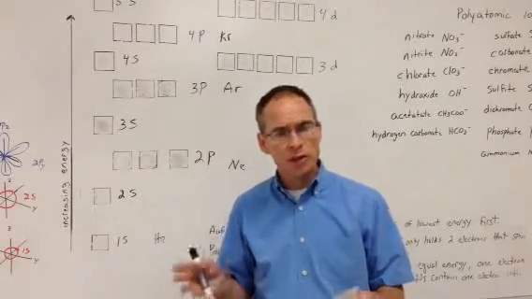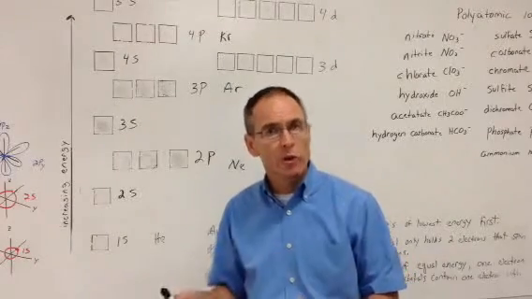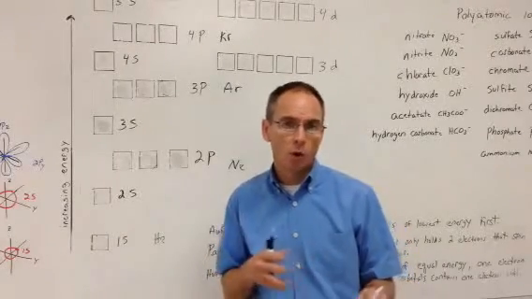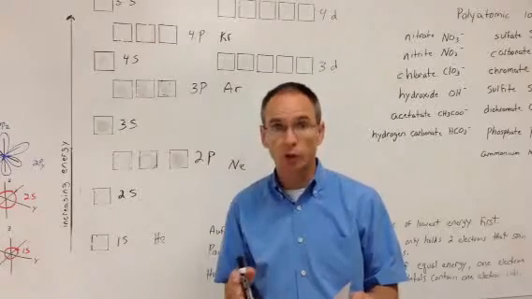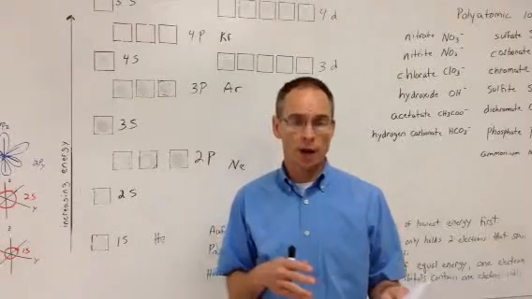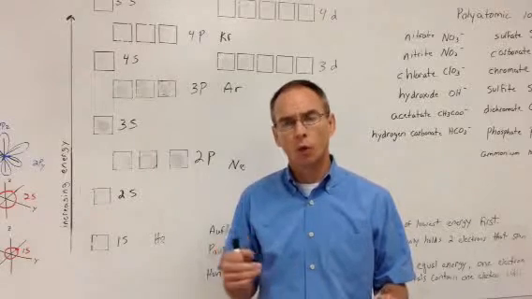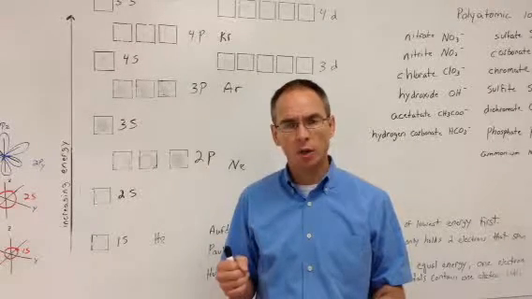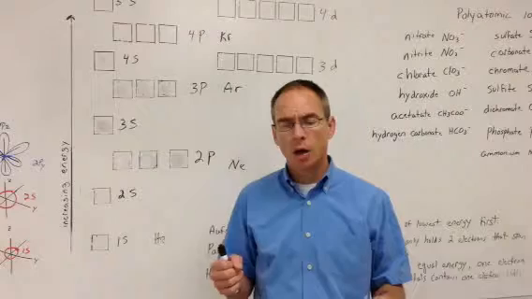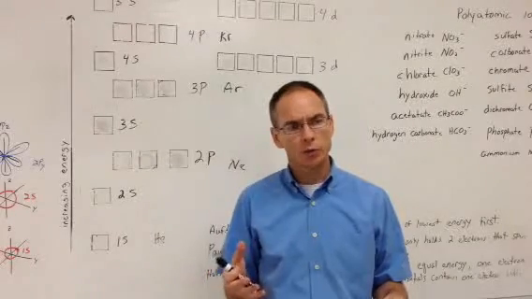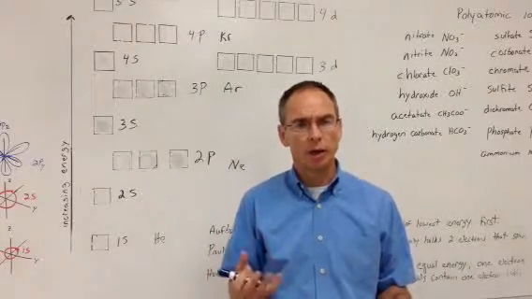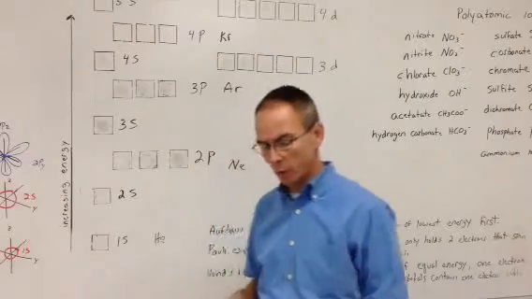Okay, they might share it unequally. One might be a little more electronegative than the other and pull the electron closer to its nucleus than the other atom, but it's still a sharing. So what we're looking at with covalent bonding is how do nonmetals share electrons when they bond? All right, let me give you an example of what I'm talking about.